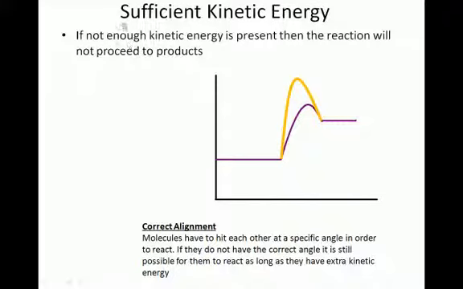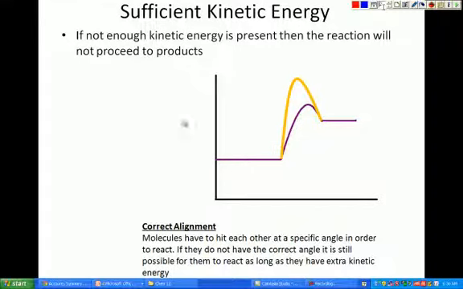So what I wrote here is a few little notes about sufficient kinetic energy. If there's not enough kinetic energy, then the reaction will not proceed to products. So here I have a graph, and on this graph is potential energy, and this one is reaction proceeds.